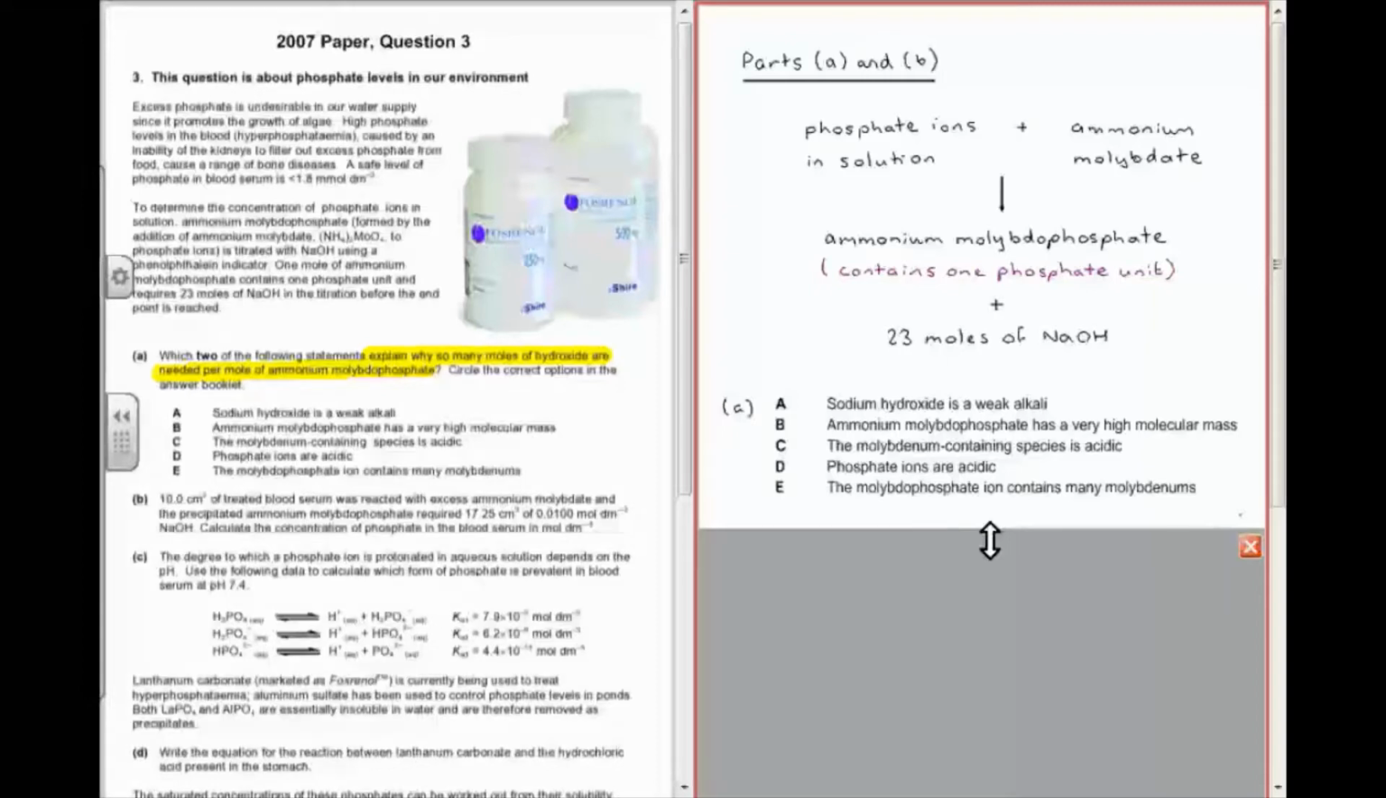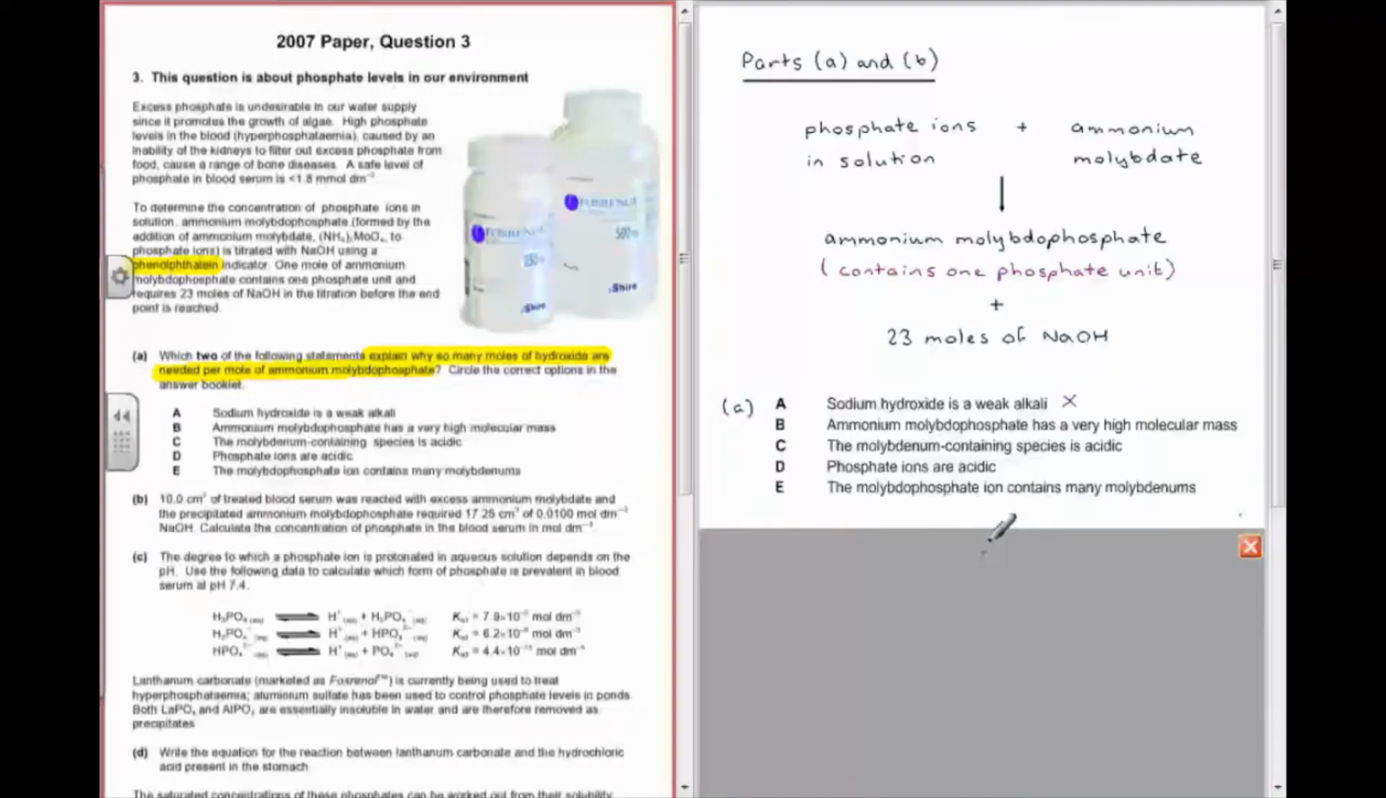Statement A is that sodium hydroxide is a weak alkali. We should instantly know that we can disregard this statement because this is incorrect. Sodium hydroxide is probably one of the best known examples of a strong alkali that there is. In addition, we are told that the indicator for the titration is phenolphthalein. Phenolphthalein is not a suitable indicator for titrations which involve weak alkali because the colour change takes place at a pH above the equivalence point, and so we can use this fact to support our decision that statement A is incorrect and can be disregarded.